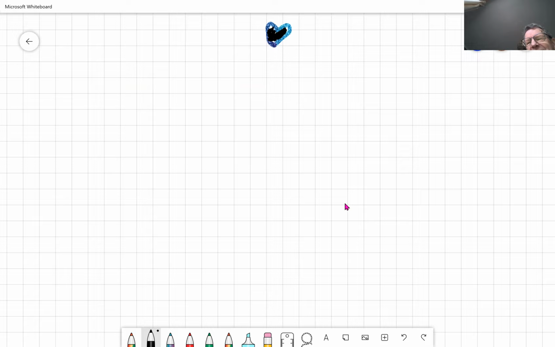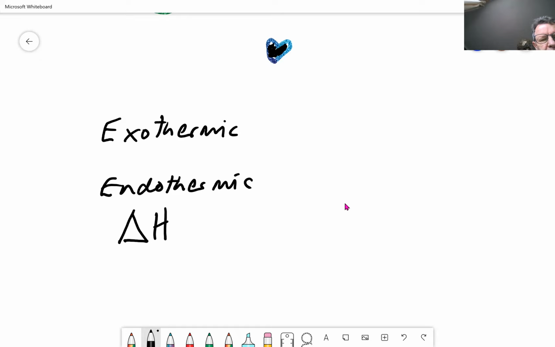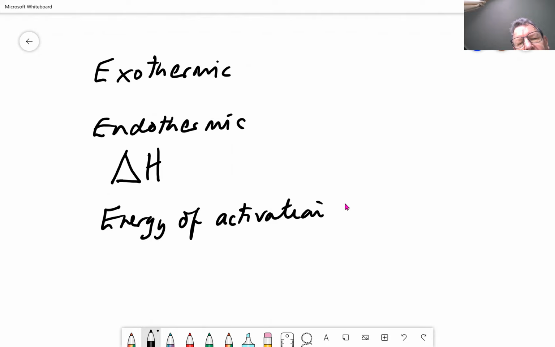That is just stupid. We need to know the words exothermic and endothermic. We need to know the symbol, this. Okay. We need to know things like the energy of activation. Okay. And then we need to know a lot of other enthalpy changes. And the word enthalpy is very important. Sorry, that's an H. Enthalpy is very important.